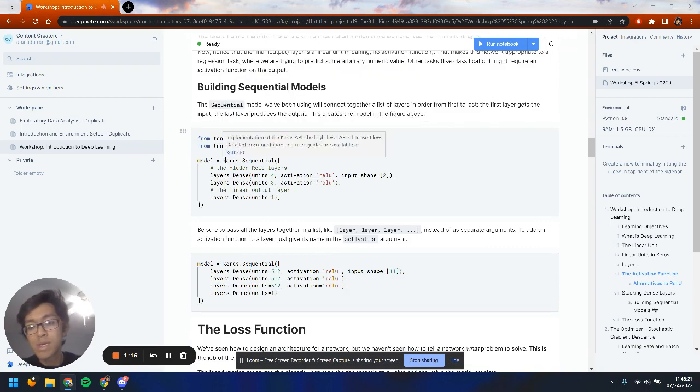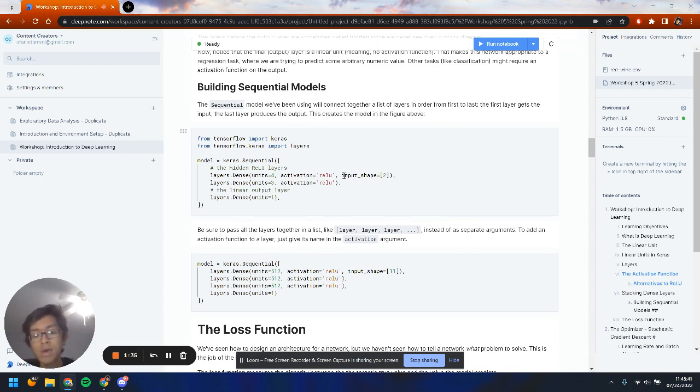We can use the Keras Sequential function, inputting a list of layers that we want to input. So in this case, we have three layers inside the model, the last layer being the output layer, and two hidden layers in between, each using the ReLU activation function.